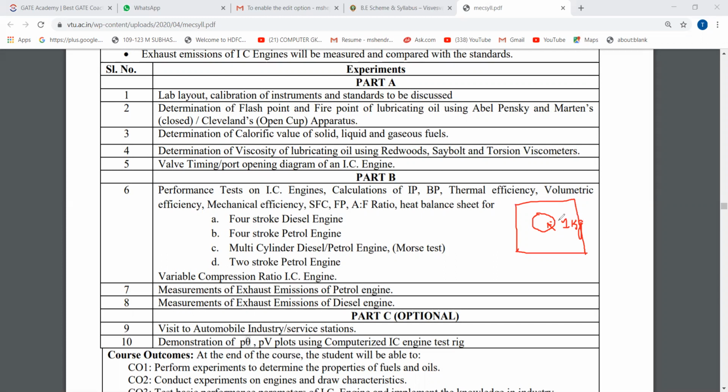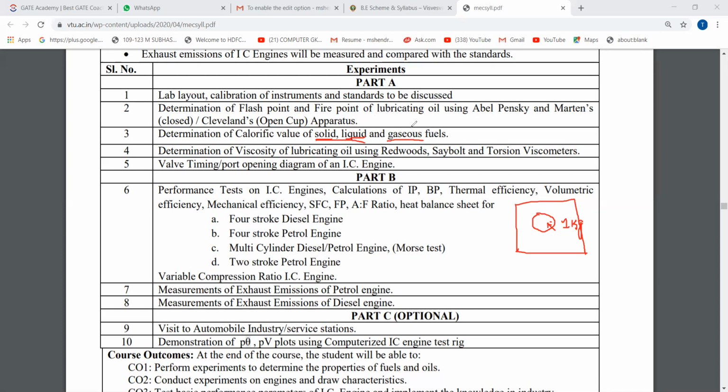So this is a very basic discussion about the calorific value. For solid fuel, liquid fuel, and gaseous fuel, we have different setups to calculate the calorific value. For solid and liquid fuels, we are using the bomb calorimeter, B-O-M-B, and for the gaseous fuel, we are using the Junkers calorimeter. Both experimental setups are there in our laboratory.